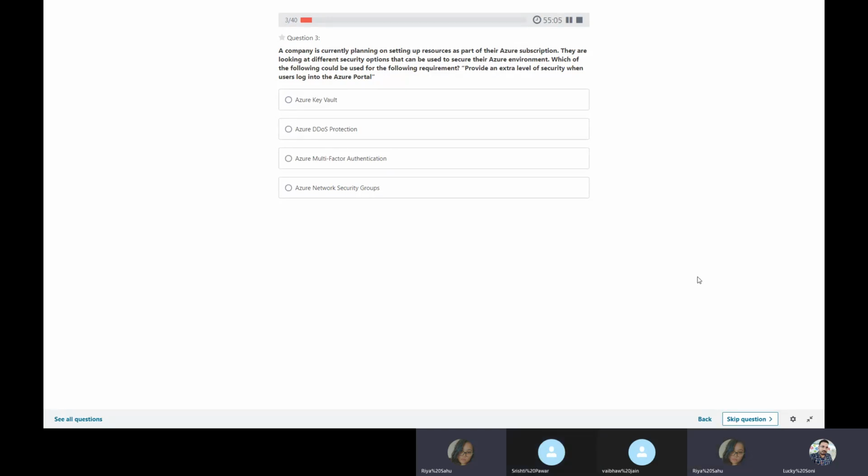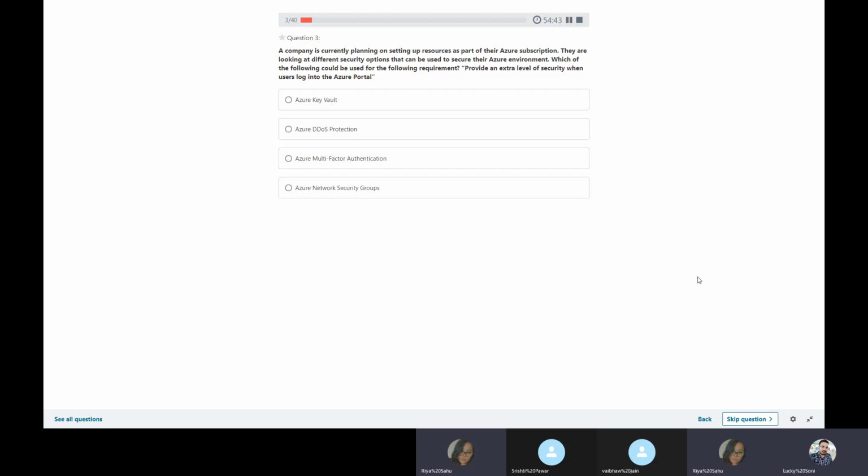A company is currently planning on setting up resources as a part of their Azure subscription. They are looking at different security options that can be used to secure their Azure environment. Which of the following could be used for the following requirement? Provide an extra level of security when users log into the Azure portal.